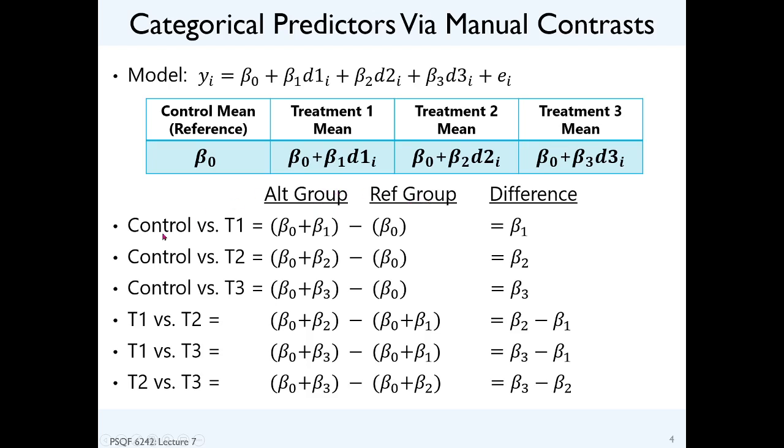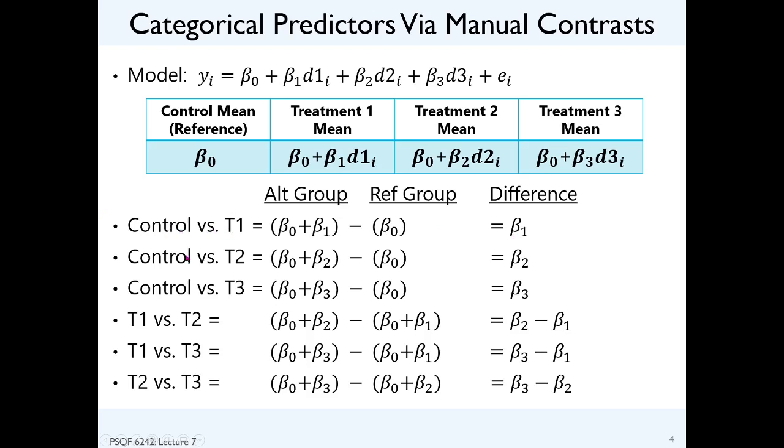To figure out how control and treatment 1 differ, if I'm thinking of control as the reference, what I'm asking is how treatment 1 differs from control. So treatment 1 is listed first, minus control as the reference group. And so given that treatment 1's mean is beta 0 plus beta 1 times D1, which takes on a value of 1, and the control group's mean is given just by beta 0, if I do the math here, the beta 0 terms drop, and I'm left with beta 1. So beta 1 directly is the answer to this, how treatment 1 differs from control.